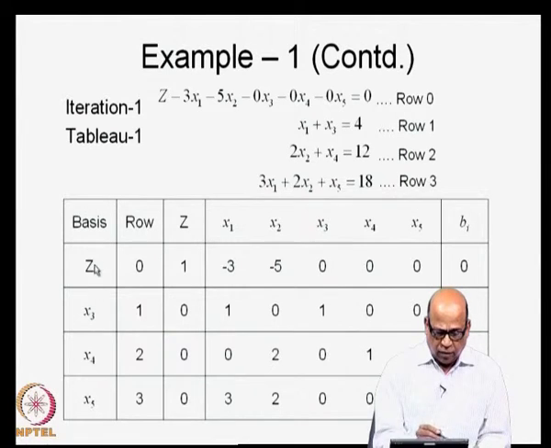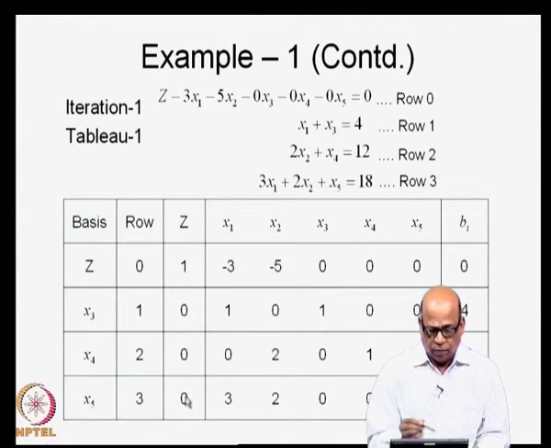So, the way we write it is, as I mentioned in the previous class, z is always in the basis, then you have x 3, x 4, x 5 as the basic variables. So, the basis consists of z, x 3, x 4, x 5. Then this column will identify the rows, row 0, 1, 2 and 3. Then we pick up the coefficients of each of the variables including z. So, we write the coefficient of z in each of the rows. As you can see, in row 0 z has a coefficient of 1, in all other rows z has a coefficient of 0, and therefore, we write 1, 0, 0, 0.